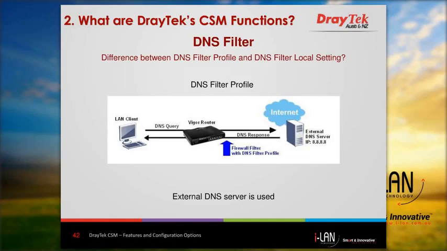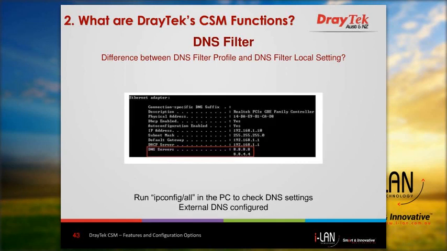If the LAN client computer is using an external DNS server, which means the DNS queries are sent to the WAN interface, then we should use the DNS filter profile and then use the profile in a firewall filter rule. And to check if the PC is using an external DNS, you can run the command ipconfig /all that I've shown here. And in this example, the PC is configured to use 8.8.8.8 and 8.8.4.4, which are external DNS servers.